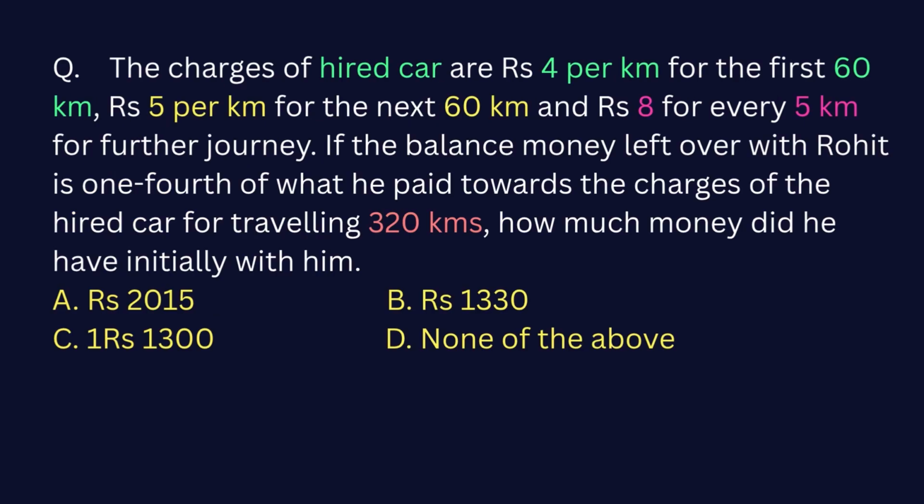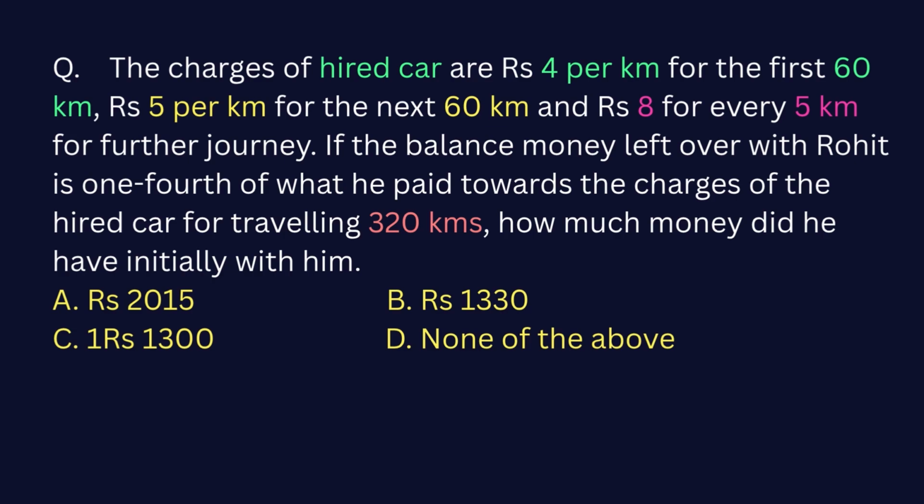The charges of a hired car are 4 rupees per kilometer for the first 60 kilometer, and 5 rupees per kilometer for the next 60 kilometer, and 8 rupees for every 5 kilometer after that. Now Rohit traveled a total distance of 320 kilometer, and it's said that the money he had left was 1/4 of what he paid for the journey. Based on this, how much money did Rohit have with him initially?